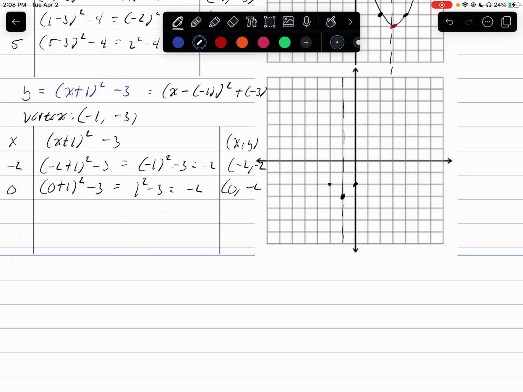So let's graph one more. Let's graph x equals 1. So we'll have 1 plus 1 squared minus 3 is equal to 2 squared minus 3, which is 4 minus 3, which is 1. So we get the point 1, 1. So that'll look like this here. And then we should be able to just go over here and take care of the symmetry. And this is what this graph is going to look like.